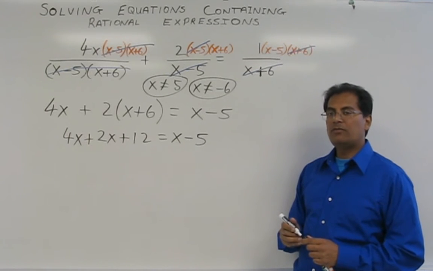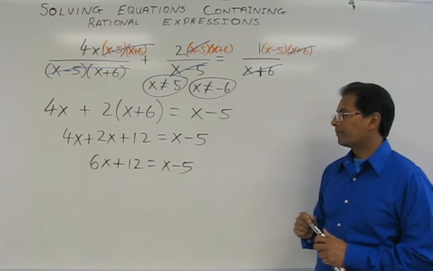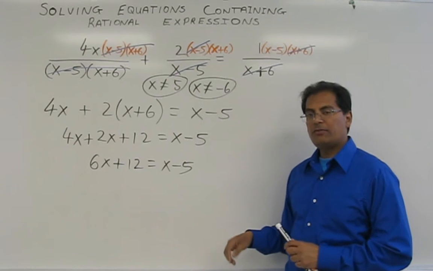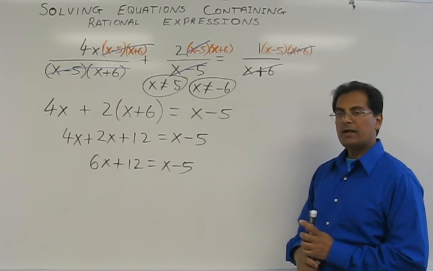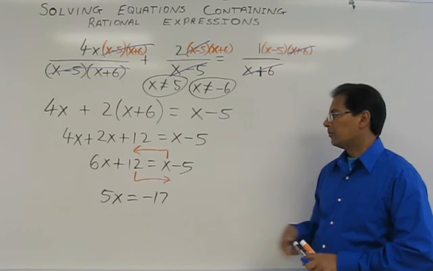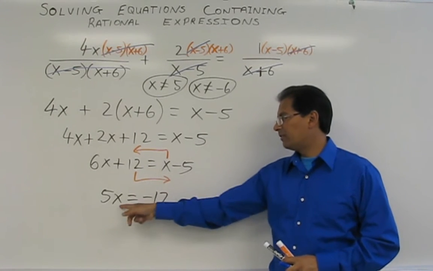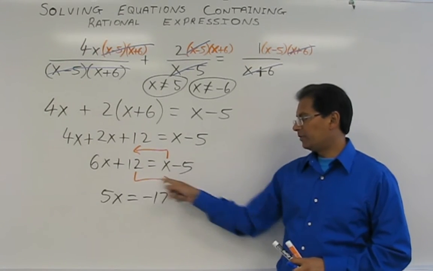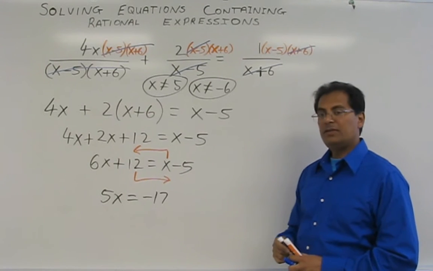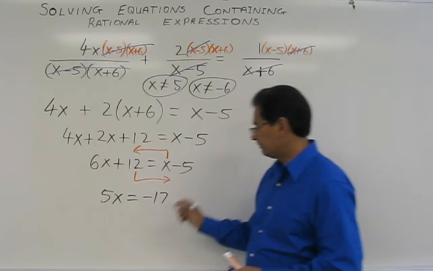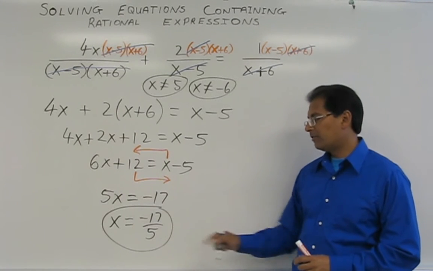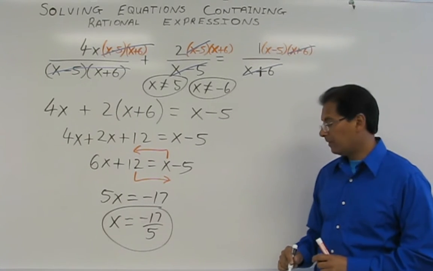Combine some like terms, 4x plus 2x is 6x. And then move the x's around and the numbers around, so subtract x from both sides and subtract 12 from both sides. So we get 6x minus x is 5x, and negative 5 minus 12 is negative 17. Then divide by 5, so we get x equal to negative 17 over 5. So x is negative 17 over 5.